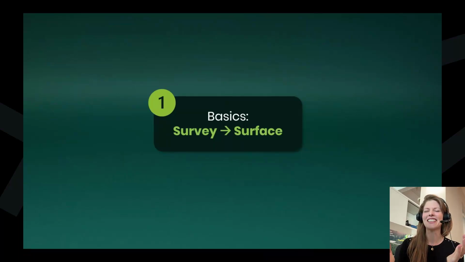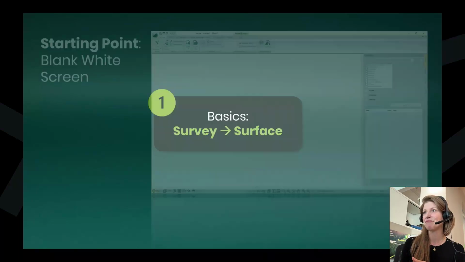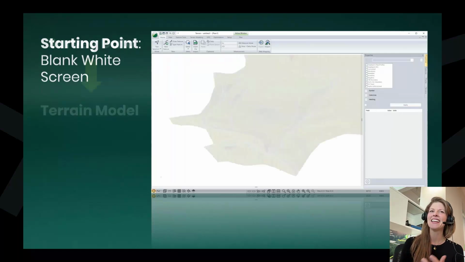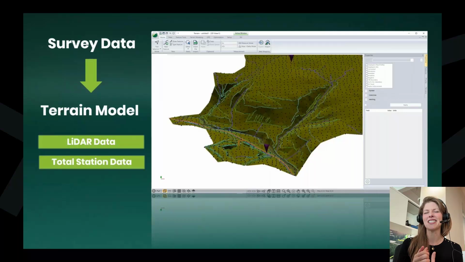So section 1, the basics. We're going to take some survey data and turn it into a surface. And this is what terrain looks like before you have data. You open up the terrain module and it's going to give you that blank white screen. It needs your data in order to do anything. So in this first section, we're just going to show you how to grab some data, two formats, LiDAR as well as total station, how to import it, and how to create that quick terrain surface. And with that, our first transition of the webinar, Matt, I am going to make you the presenter.